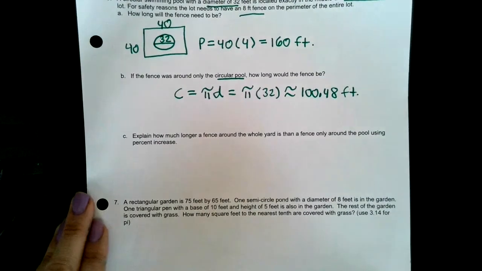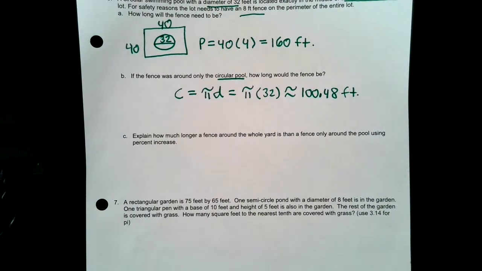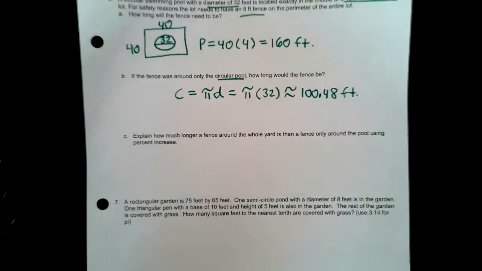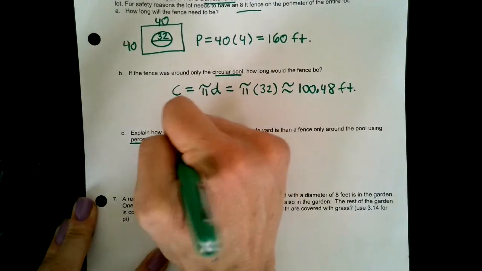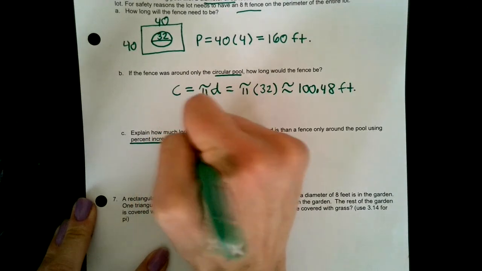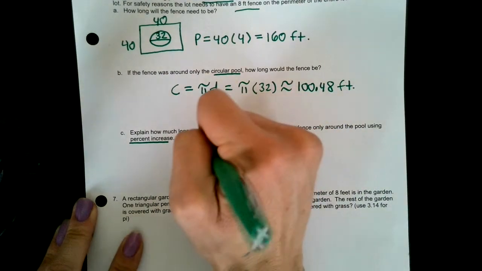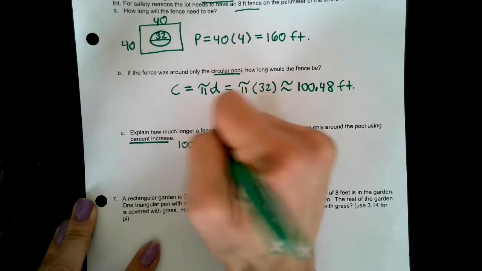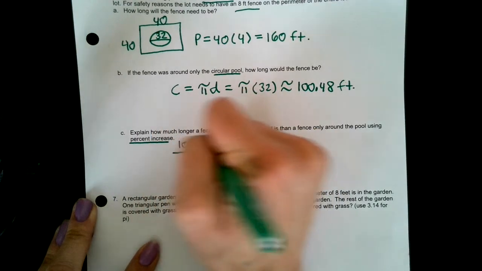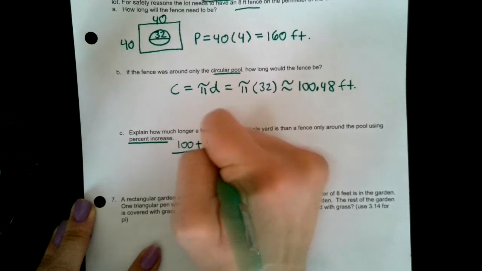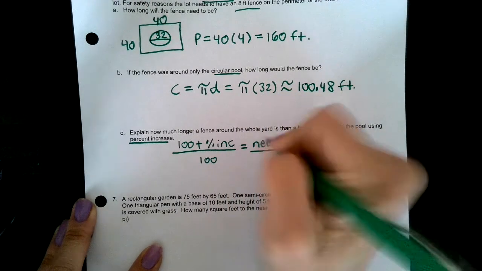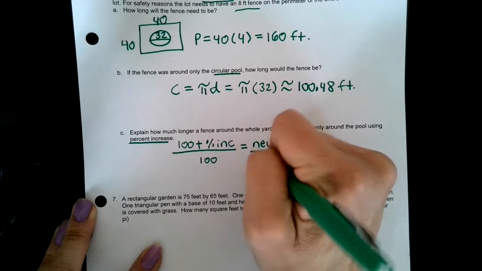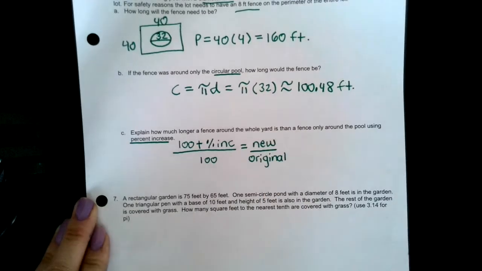So the next question says, explain how much longer a fence around the whole yard is than a fence only around the pool using percent of increase. So first of all, let's go back and recall the percent of increase formula. Percent is always out of 100. So we need to make sure that if we are doing a percent of increase, that we add it to 100. It's always out of 100. And we are going to compare it to the new and the original amounts.